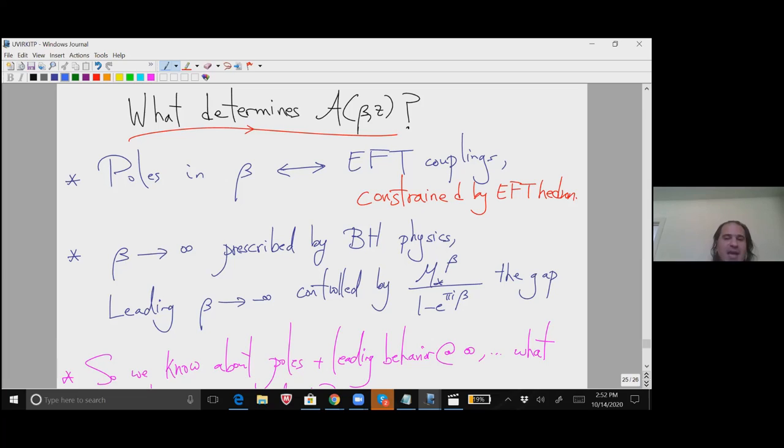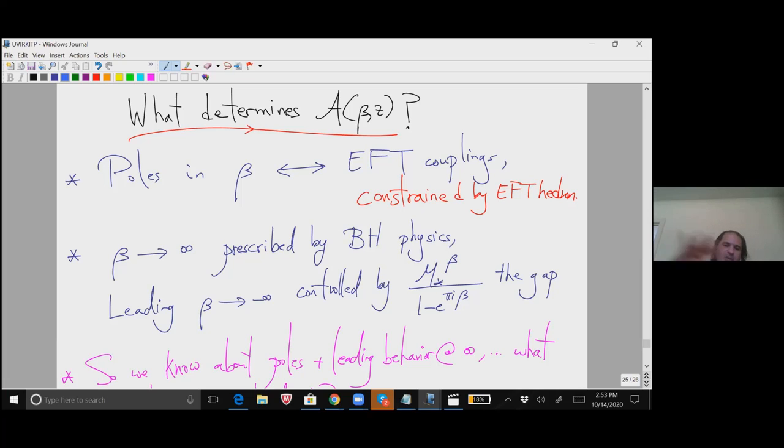So you might say, what determines this guy? What determines A of beta and Z? We've already seen that the poles in beta are effective field theory running couplings. And again, the residues on these poles are exactly what we've constrained by the EFT-hedra. So now on a more canonical object, just the residues of this nice celestial amplitude are forced to live inside the EFT-hedra. We also know something about the behavior at infinity.